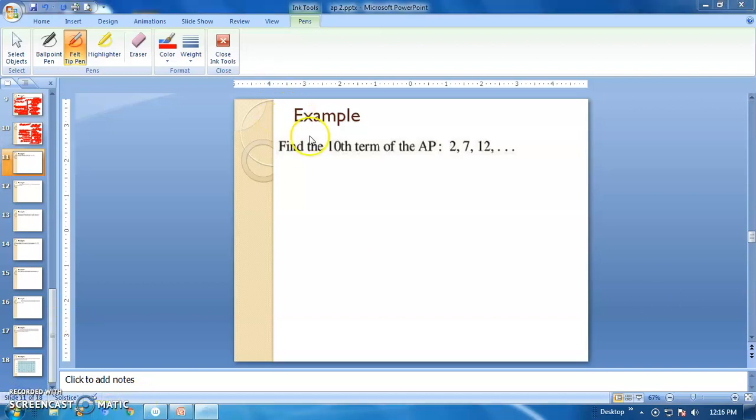Look at the next example. Find the 10th term of the AP 2, 7, 12, etc. So the series is given here, and they are asking us to find the 10th term.